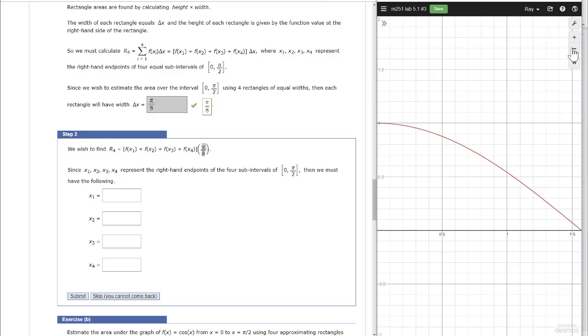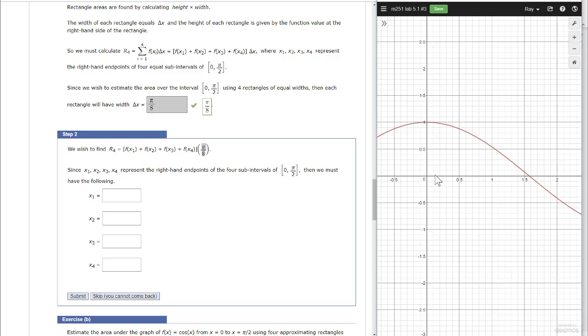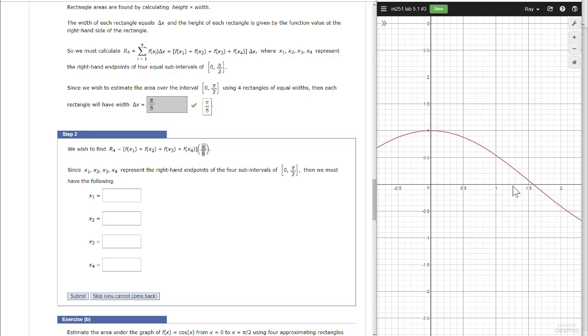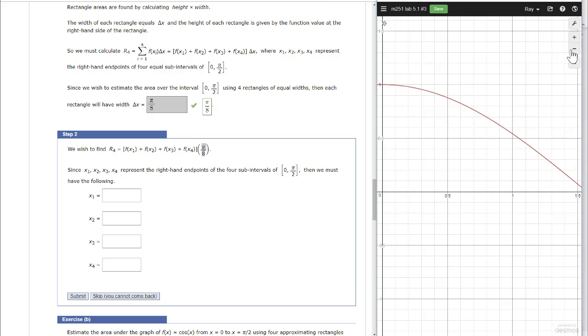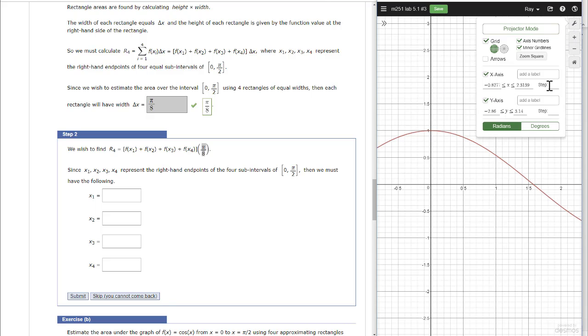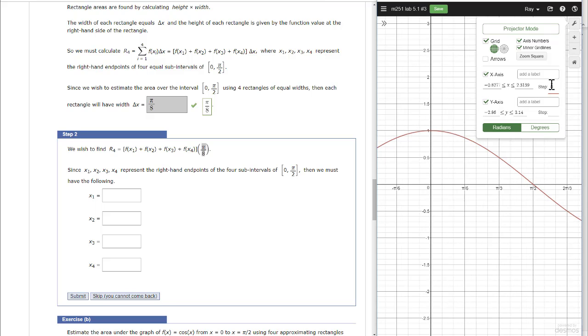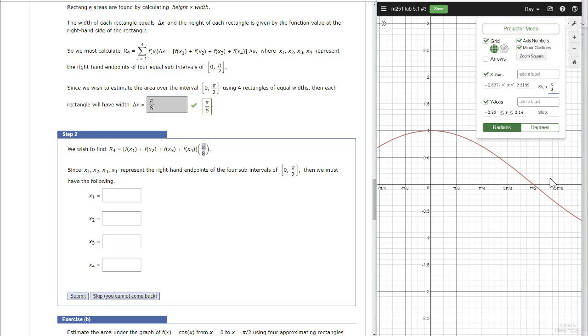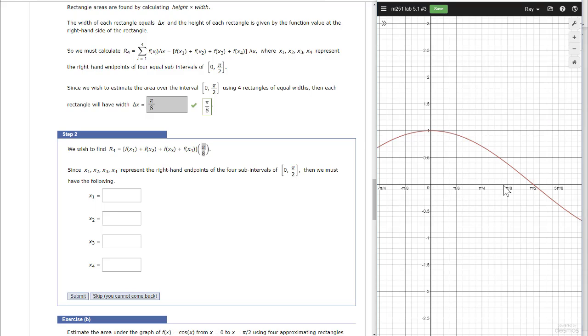But let's zoom out a little bit there. So we're just looking at this piece of the graph, and we want to break this up, or we want to see it in intervals of pi over 8. So I think if I control this and take steps of pi over 8, I can see it a little better. And here we can clearly see the rectangles and how they would fit. And so to represent the right-hand endpoints for the 4 subintervals, we must have the following.